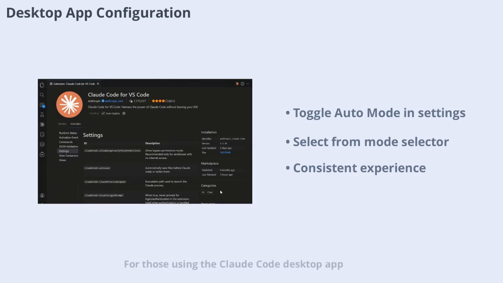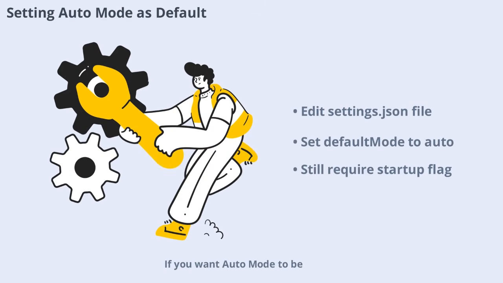For those using the Claude Code desktop app, Auto Mode is disabled by default. To enable it, go to Organization Settings, then Claude Code, and toggle Auto Mode on. After that, you can select it from the Mode selector, next to the Send button in your session. This ensures that Auto Mode is available whenever you need it, providing a seamless experience across different platforms. If you want Auto Mode to be your default every time you launch Claude Code, you can set it in your settings file.